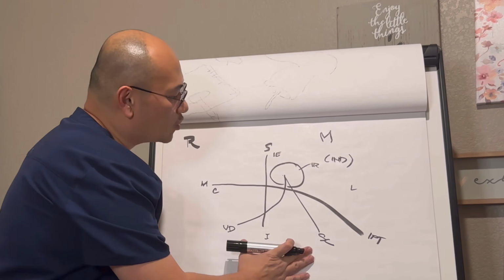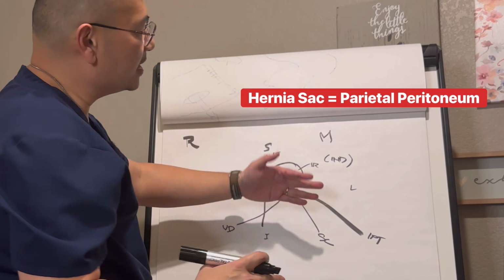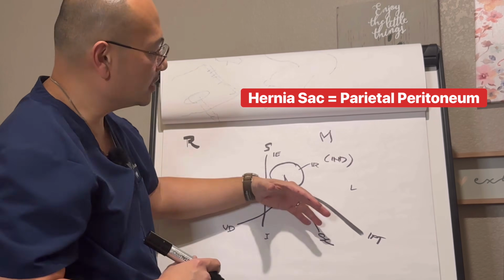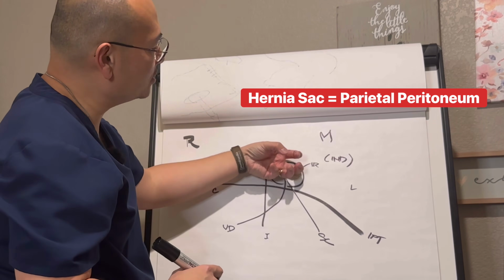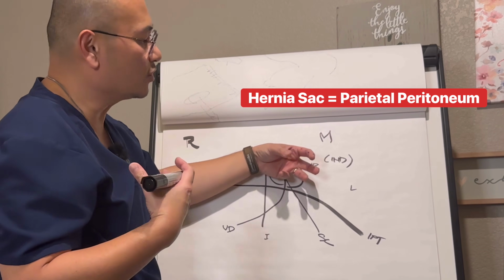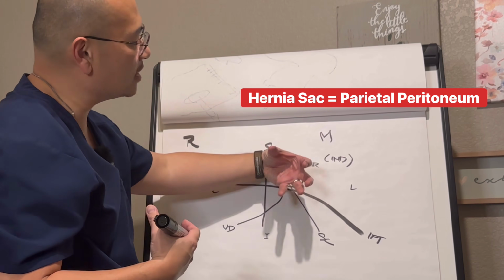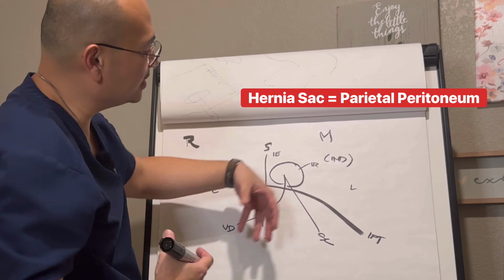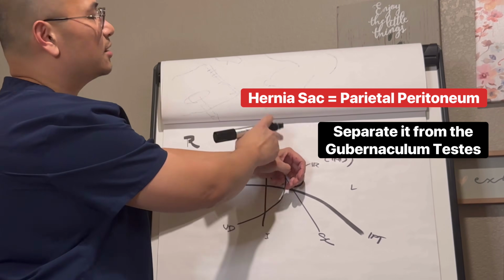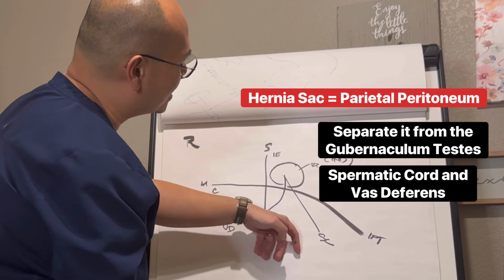So this is retroperitoneal. When you have a hernia, it's technically a flap of parietal peritoneum that gets overstretched and goes in there as it bulges. So you're increasing your abdominal pressure, whether it's going to be fat or guts that starts herniating outward, it would stretch out this parietal peritoneum. And that parietal peritoneum, when we do the dissection, we have to dissect it and separate it from the gubernaculum testis and separate it from the spermatic cord and vas deferens.